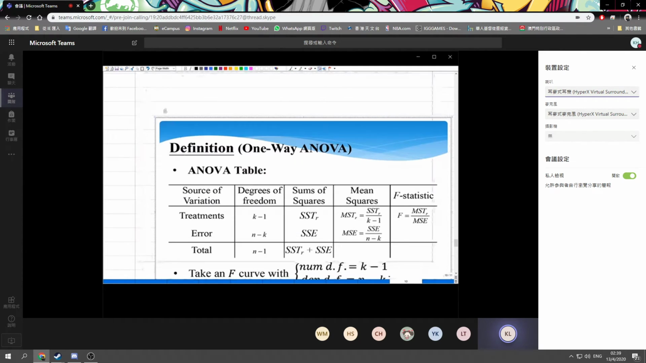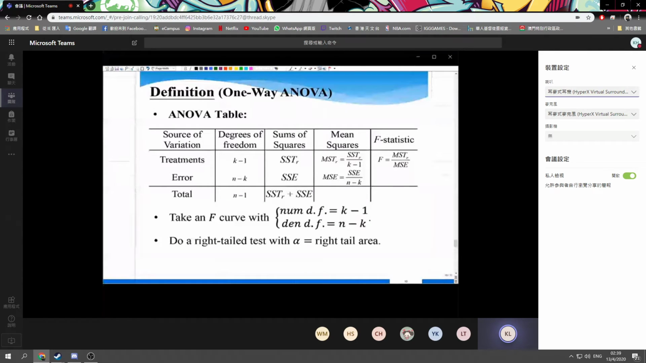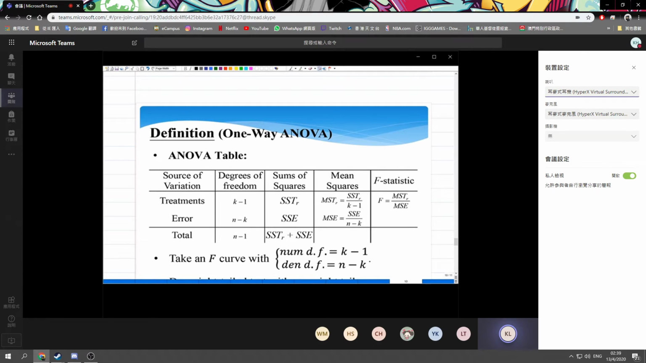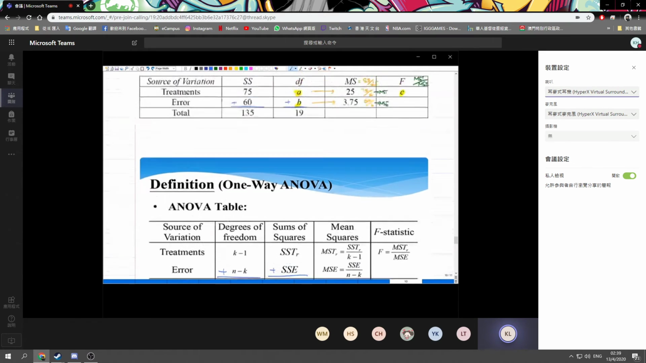Now, if you want to know more detail about this table, you can go to this page in the lecture notes. Okay, it tells you the names, the exact relationship for all these cells. So you can see here, if you add up these two, you will have n minus 1. You add up these two, you have the last one, right? And it also tells you that this is the ratio of the SS over the degrees of freedom.